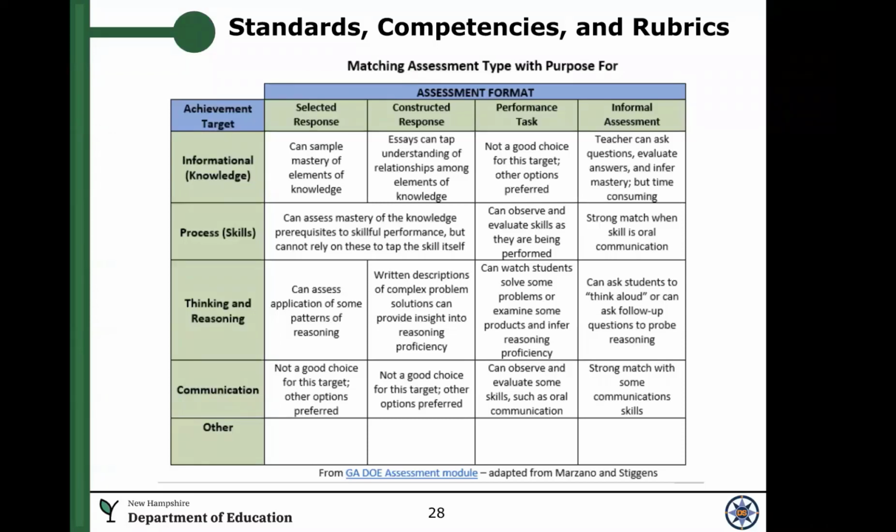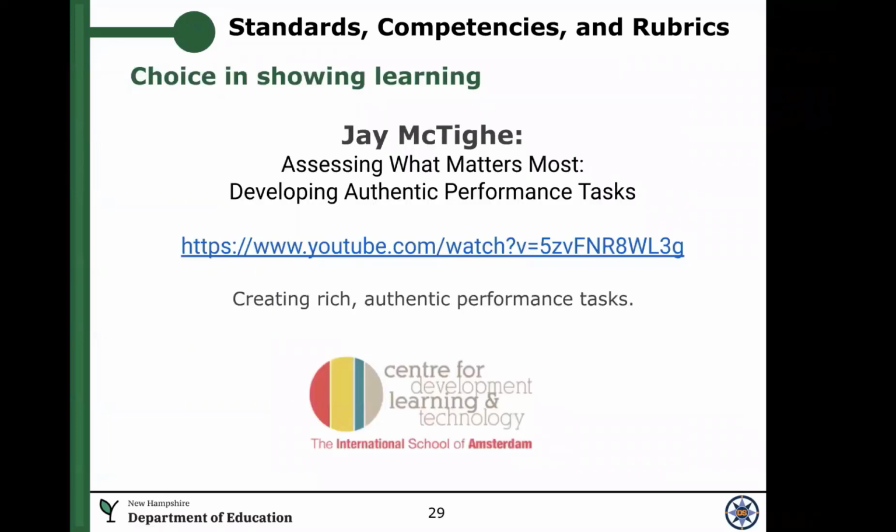Do we want a constructed response, a performance task, or an informal assessment like a student interview, or they're giving a speech or they've made a PowerPoint, something that we're heavily involved in talking, but they allow us to see different things that we want to assess in the students. And here's a short video by Jay McTighe, who is well known for his work with standards, competencies, and rubrics.